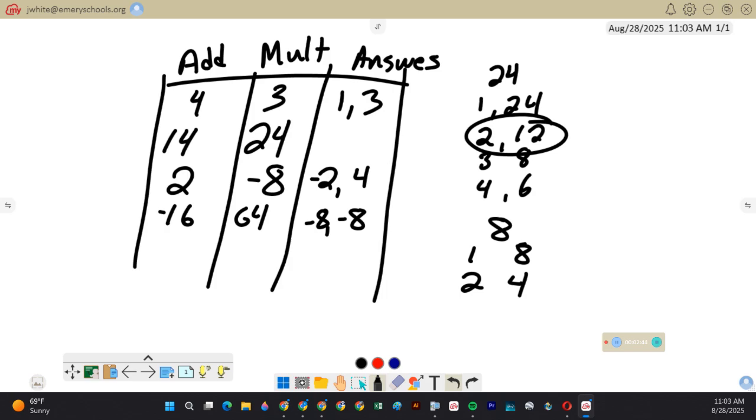Okay. What about 0 and -36? 2 numbers that multiply to be -36 and add to be 0. -6 and 6. Good. -6 and +6. Okay. You guys get the hang of that?